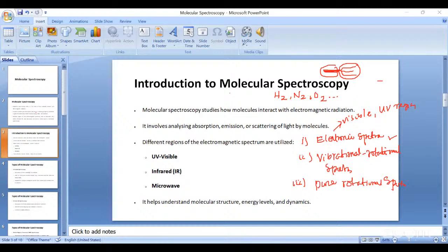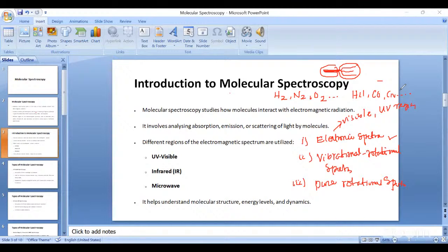Examples of heteronuclear molecules include HCl, CO, CN, and so on. Like this, we have different molecules. In heteronuclear molecules, two different atoms form the molecule, whereas in homonuclear molecules, two similar atoms form the molecule.